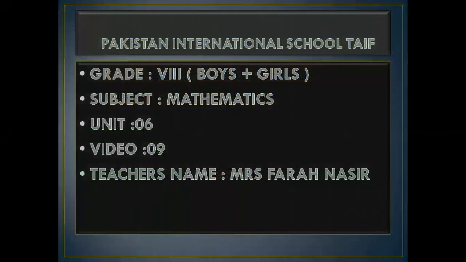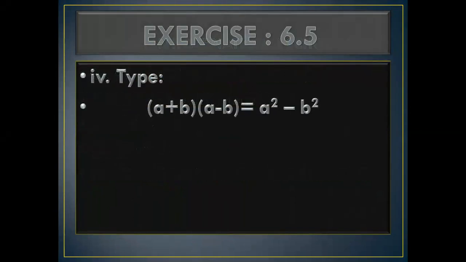Today, our lecture 9, and our exercise is 6.5. 6.5 is about the factorization of a square minus b square, and this is the type 4.